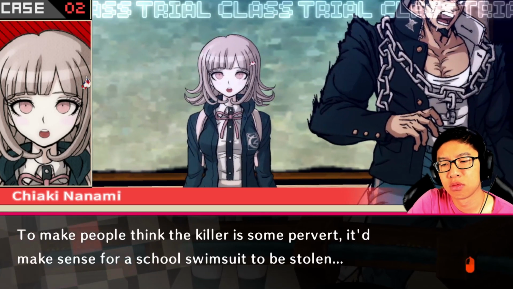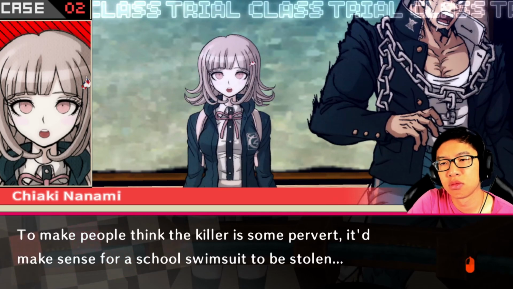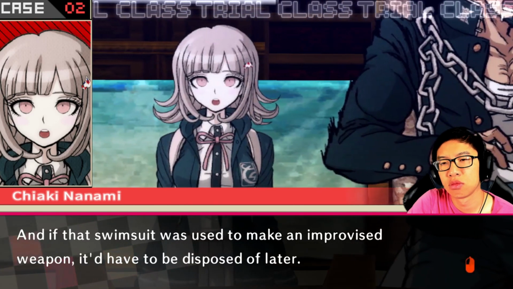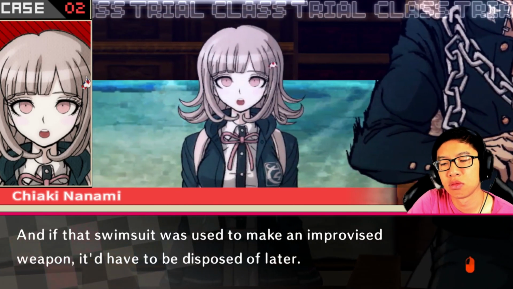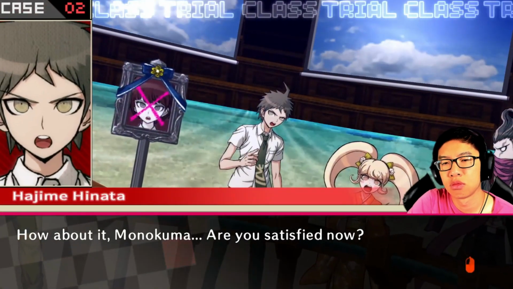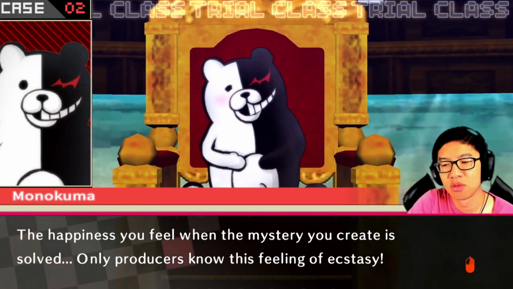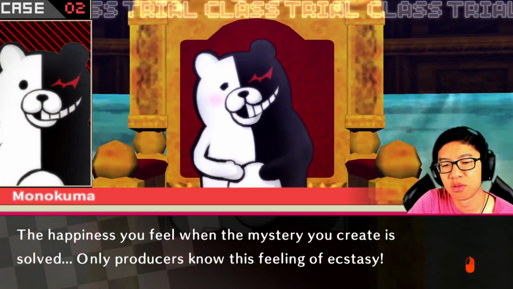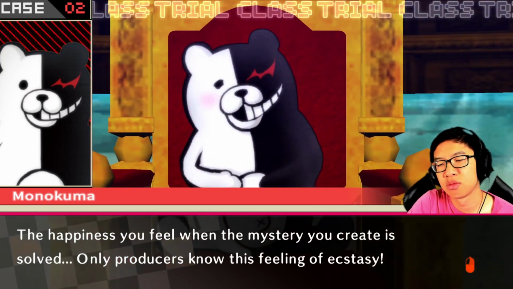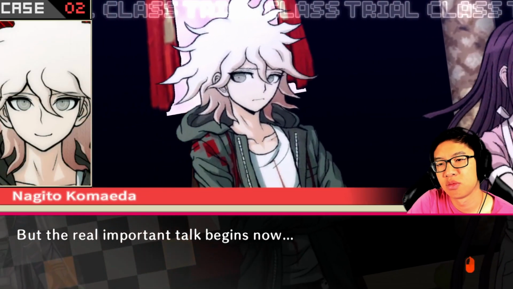But for the killer, it's an idea that kills two birds with one stone. To make people think the killer is some pervert, it makes sense for a school swimsuit to be stolen. And if that swimsuit was used to make an improvised weapon, it'd have to be disposed of later. How about it, Monokuma? Are you satisfied now? This happiness you feel when the mystery you create is solved. Only producers know this feeling of ecstasy. But the real important talk begins now.